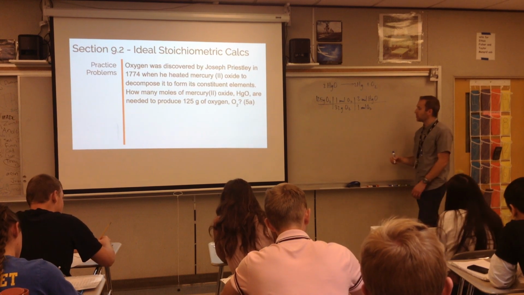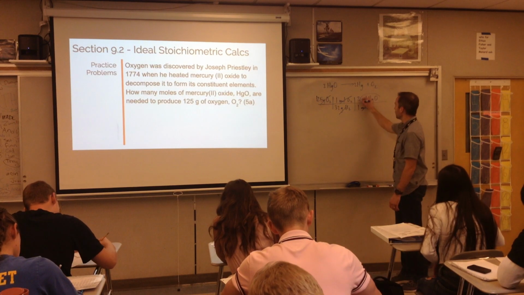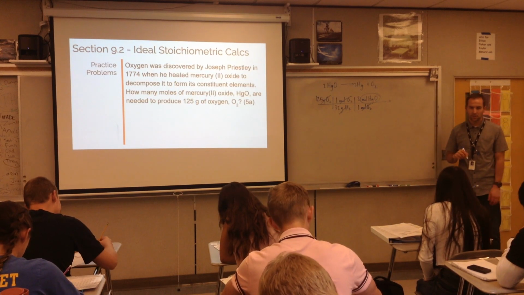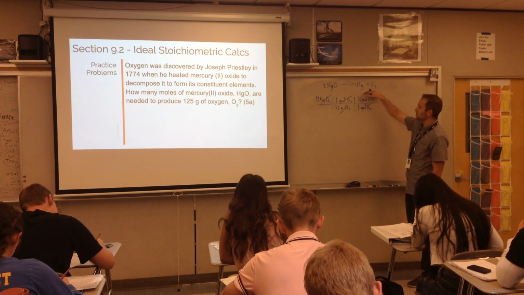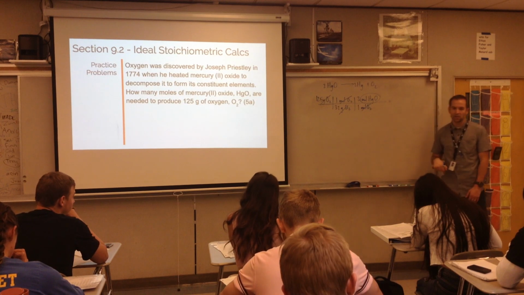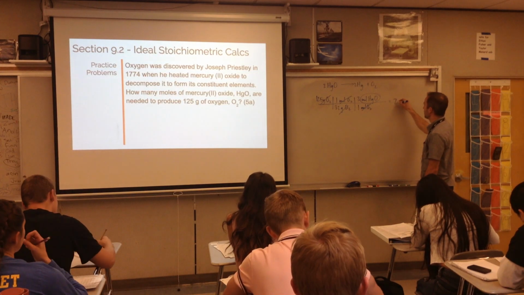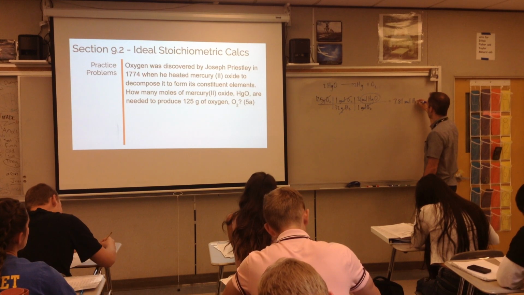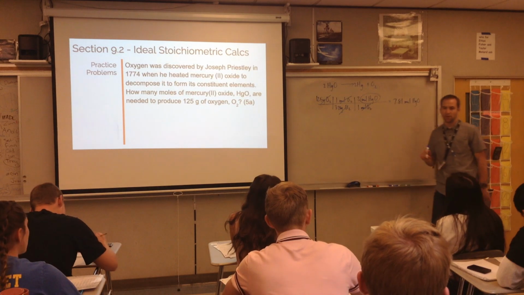Go back through and check and make sure our units cancel out. Moles of oxygen go away, grams of oxygen go away. We're left with moles of mercury oxide, which is what we wanted. And now we just have to do a little math. 125 times 2 is 250, divided by 32 is 7.81. And that's moles of mercury oxide.